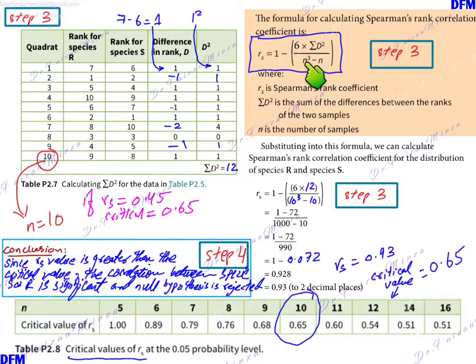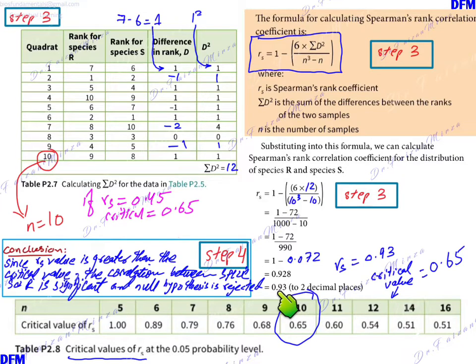Divide by n cube minus n. N stands for the number of times the observation was taken. So 10 quadrats were placed. So this is 10 cube. So I place 10 cube here, minus 10, n again. So my variables, all I have just added here, substituted the values here. I'll just calculate the answer, and the answer should be calculated to 2 decimal places, and the answer comes out to be 0.93 in this case.